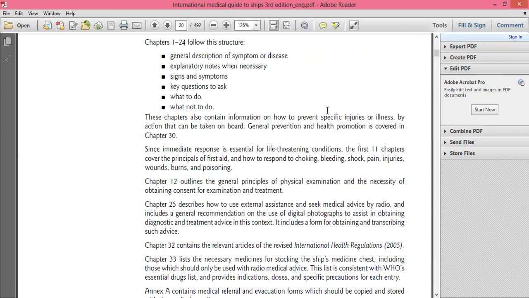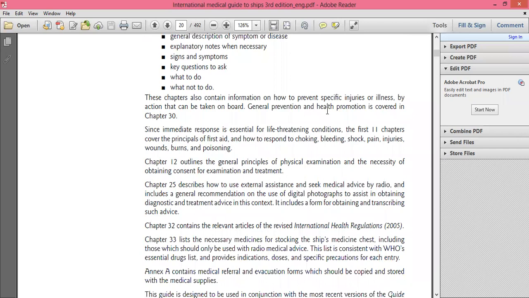Since immediate response is essential for life-threatening conditions, the first 11 chapters cover the principles of first aid and how to respond to choking, bleeding, shock, pain, injuries, wounds, burns, and poisoning. Chapter 12 outlines the general principles of physical examination and the necessity of obtaining consent for examination and treatment.